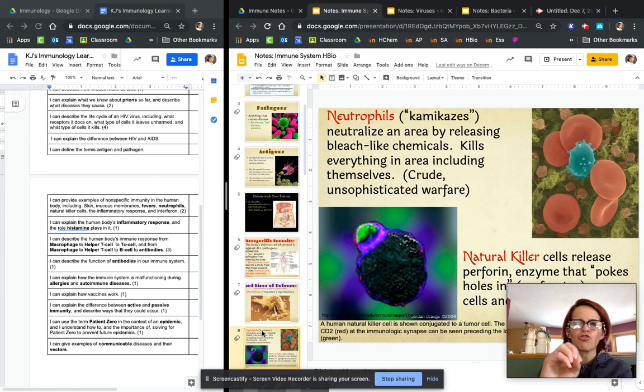Neutrophils are the ones that drop these bleach bombs and they kill everything in the area, including themselves. Natural killer cells are the ones that just poke holes in any cells that have been infected, and it doesn't matter what they've been infected with, they just poke holes, or in cancer cells also.